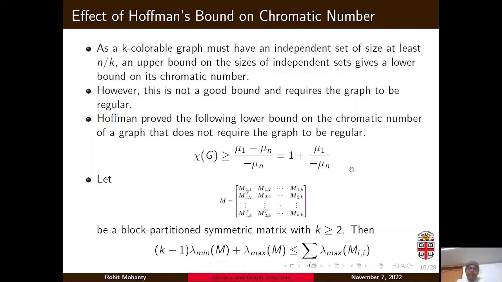There is also a neat relationship for block partitioned symmetric matrices that is worth knowing. If M is a block partitioned symmetric matrix with k greater than or equal to 2, then (k minus 1) into lambda minimum of M plus lambda maximum of M is less than or equal to the sum of lambda maximum of MII. Here lambda minimum is the smallest eigenvalue of the Laplacian of M and lambda maximum is the greatest eigenvalue of the Laplacian of M.